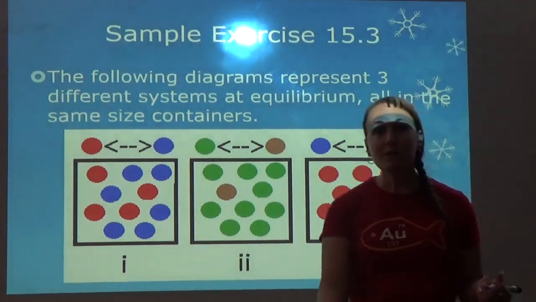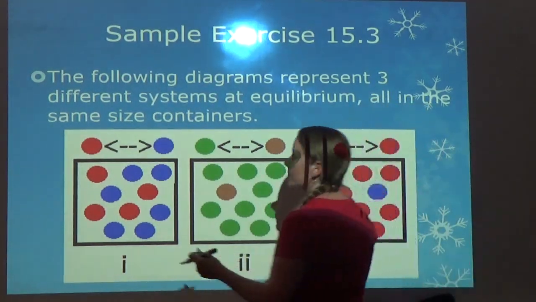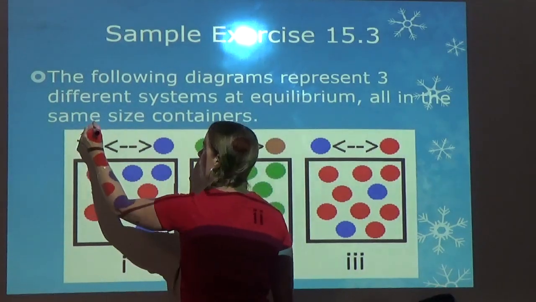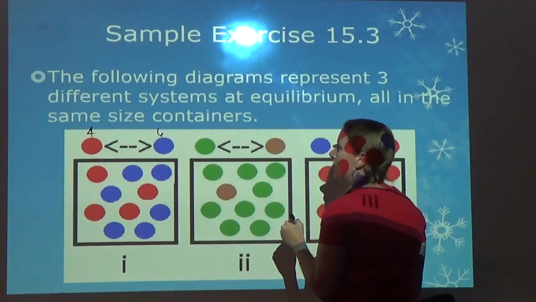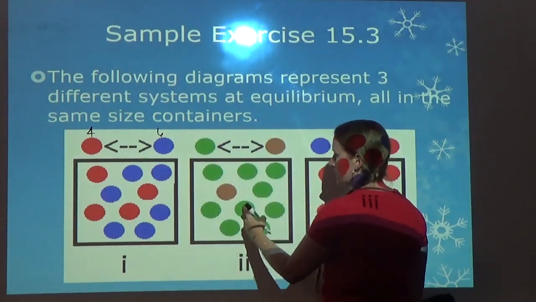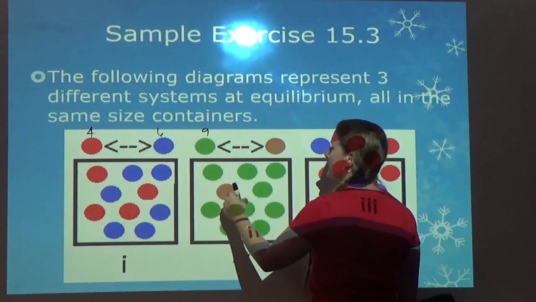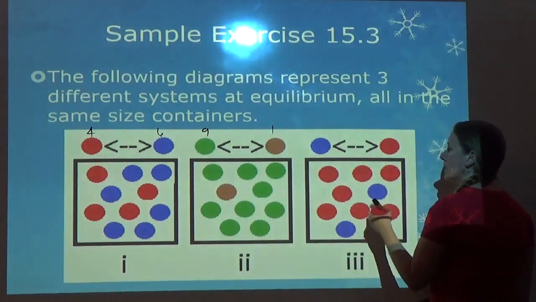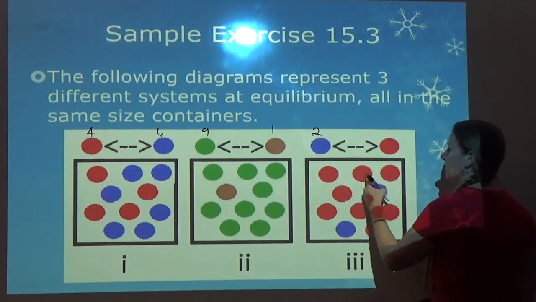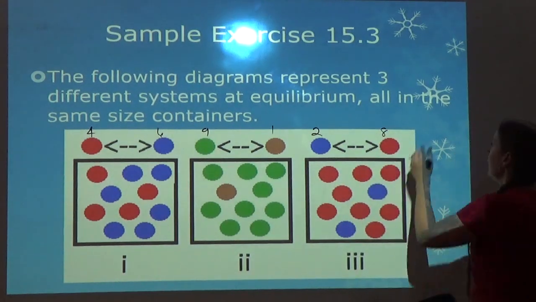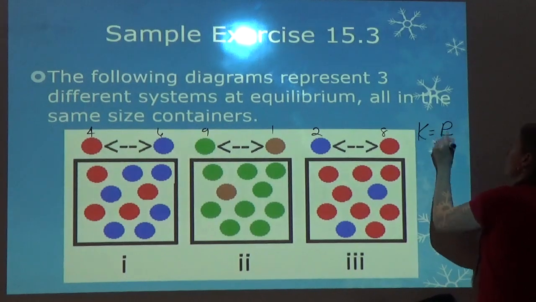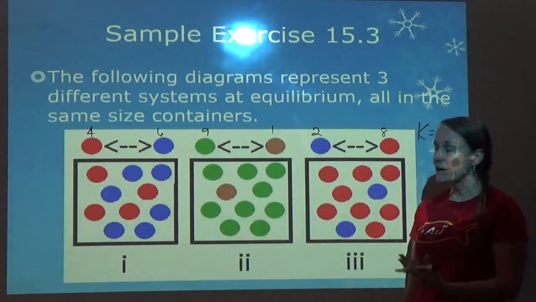So it tells me what reactants and products I have. Here I can see I have 4 reactants and 6 products. Here I have 1, 2, 3, 4, 5, 6, 7, 8, 9 reactants and 1 product. And here I have 2 reactants and 8 products. Remember y'all, K values are just products over reactants. That's the most basic way to think of it.